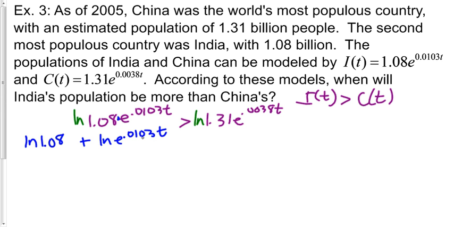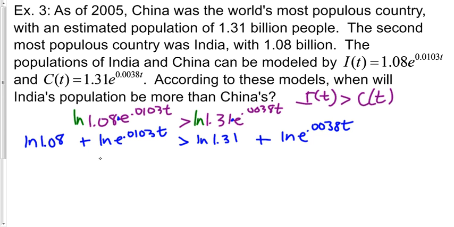Now, I want you to think about how that's helpful to me. How can I eliminate e now that I've got those split up? Because I've got a product here in the log, I can split it into the sum of two logs. And I can do the same thing on the right side of my inequality. I can rewrite this as the ln of 1.31 plus the second factor here, ln of e to the 0.0038 t power. So these are your two factors, 1.31 times e to the power of this. So again, split it up using the sum of two logs.